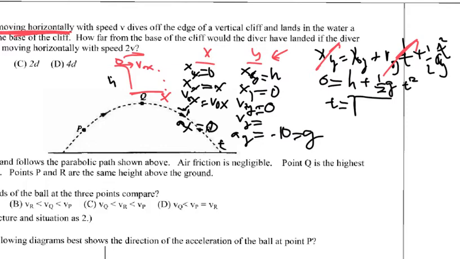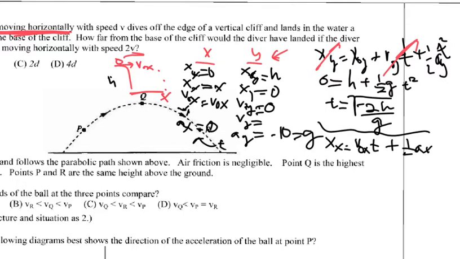Okay, so now I've found time, and I can put it into the x direction. I'm going to go ahead and use the first equation again. I have x equals v naught x t plus 1/2 a x t squared. I know there's no acceleration in the x direction, so that term goes away, and I end up with x is equal to v naught x times the square root of -2h over g.